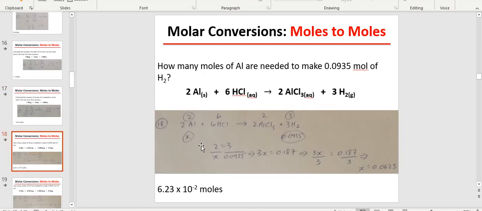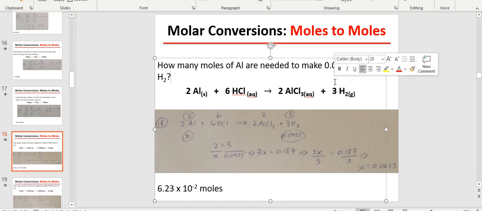Here's another one. How many moles of aluminum are needed to make 0.0935 moles of hydrogen? Well, I don't know. But here's the balanced chemical equation. There's my molar ratio, 2, 6, 2, 3. You have to do that every time. That's the only way I can do it.